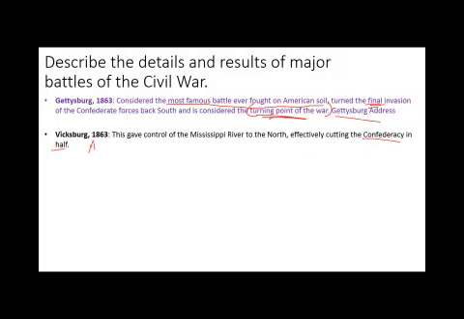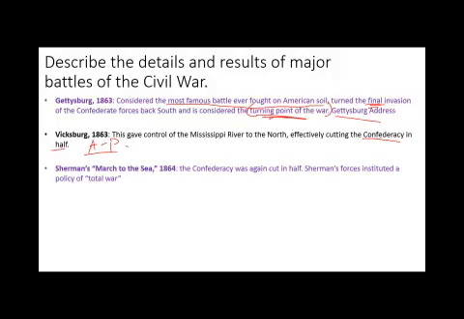Again, that's the extension of the Anaconda Plan. Okay, we're cutting off their economy to the west, the south, and the east as well. So, to the north is us. So, that's what they're dealing with. Sherman's March to the Sea, 1864. Confederacy once again cut in twain.